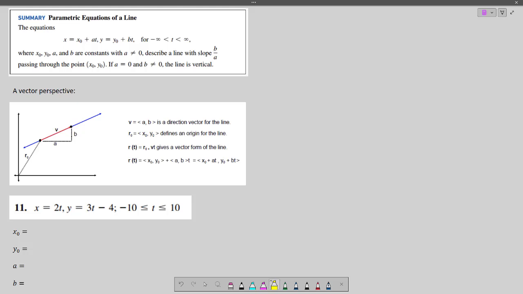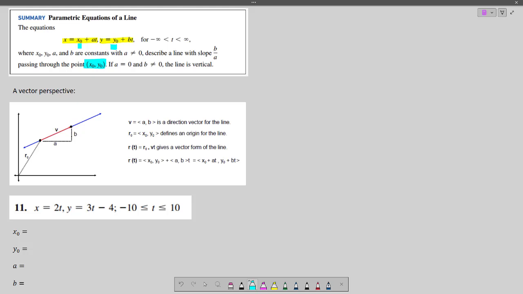Before we talk about the vector perspective, we're just going to say these are the two parametric equations for a line, right there. If you look at each of those equations, they each look like a y equals mx plus b type of thing, where a is playing the role of m, t is playing the role of the independent variable, and then that's playing the role of the intercept. So these are going to pass through this point, x naught, y naught. So x naught, y naught is a point on the line.